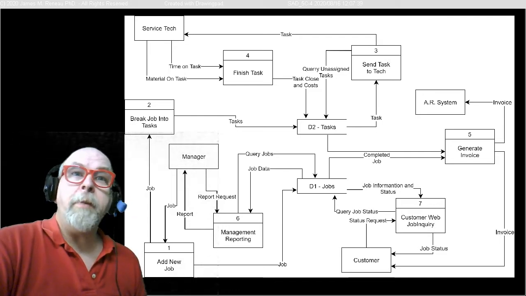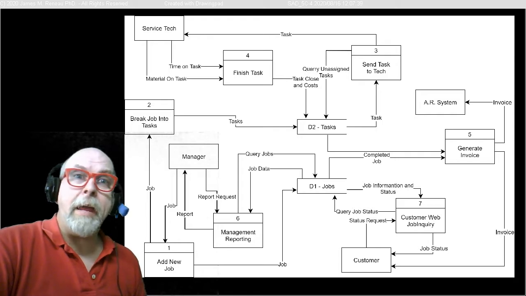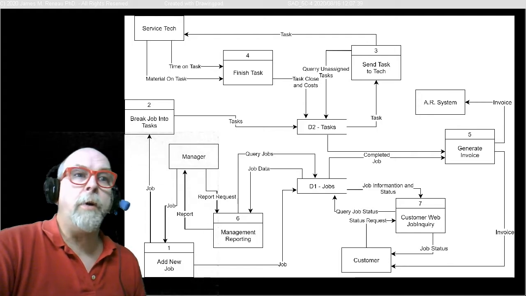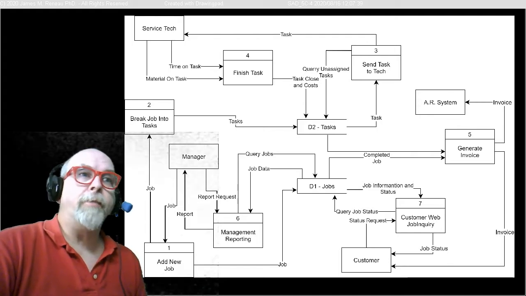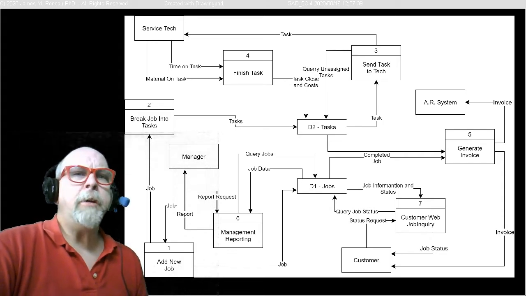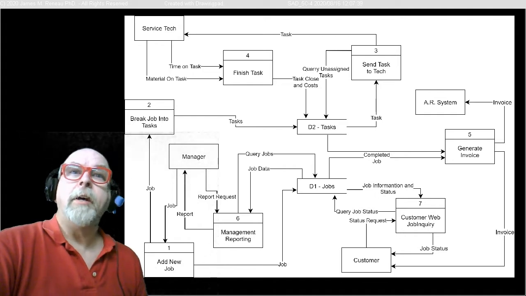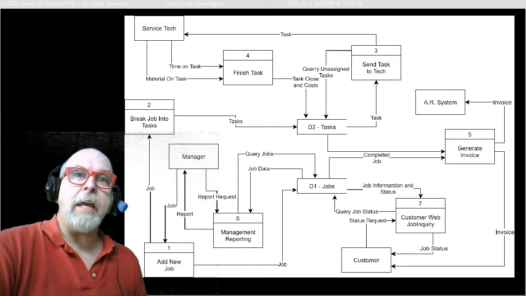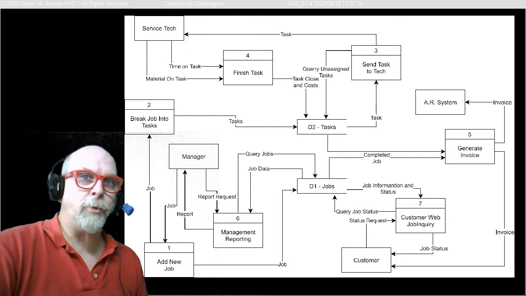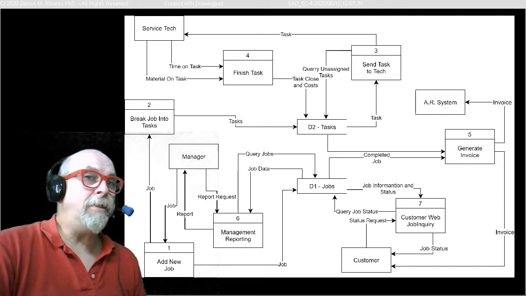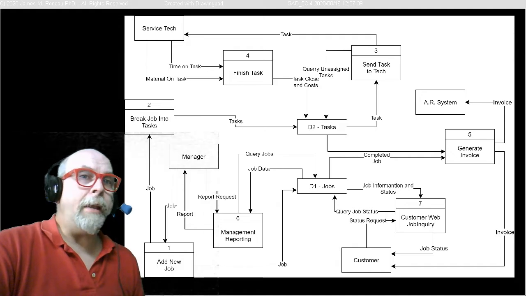Now, your mileage may vary. Your processes may be different. You might have read the problem differently than me. You might have looked at some data stores differently. For instance, there's no customer data store. There probably should be a customer data store to save customer name, address, phone number. There's no service tech data store to save the information about a service tech. There's no process to maintain those kind of data stores. So is this diagram missing a whole bunch of stuff? Yeah, it is, but let's take a look.